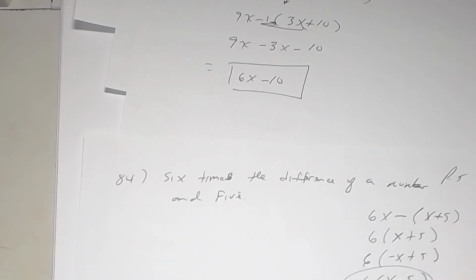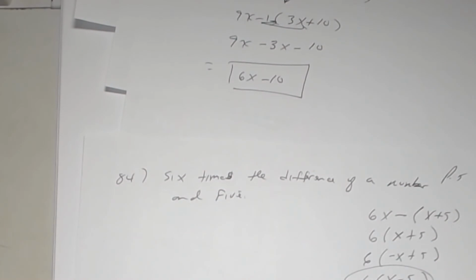No, it's going to be 6x. That's correct, right here, because you say different. First of all, difference means to subtract. So when you said plus 5, I was a little confused as to why you would say plus when it said difference to begin with. So 6 times the difference of a number and 5.